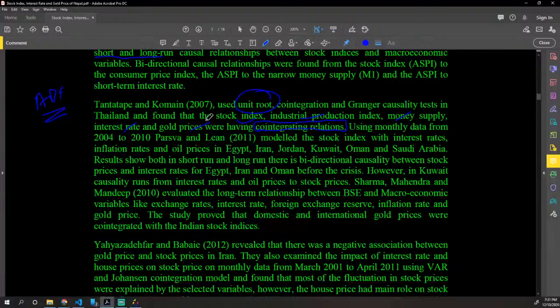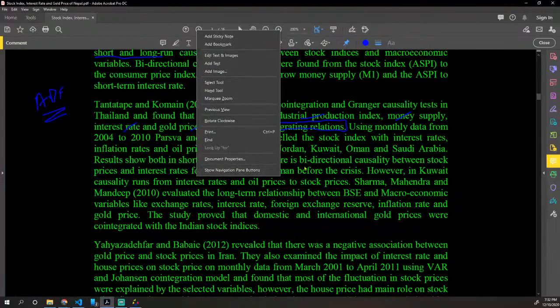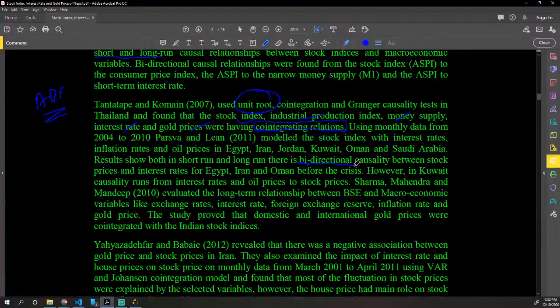inflation and oil prices in Egypt, Iran, Kuwait, Oman and Saudi Arabia. The results: in the short and long term, there is a bidirectional relationship between stock prices and interest rate for Egypt, Iran and Oman before the crash. For Kuwait, causality runs from interest rates and oil prices to stock prices. In that case, there was bidirectional causality, right? In this case, there are interest rate and oil prices, and the causality runs from these things to stock prices, right?